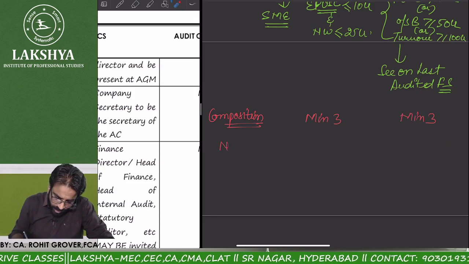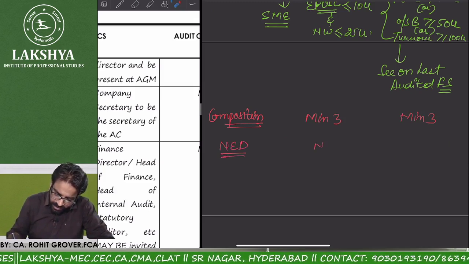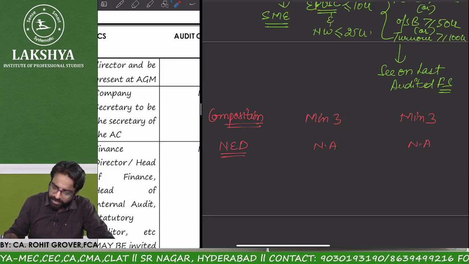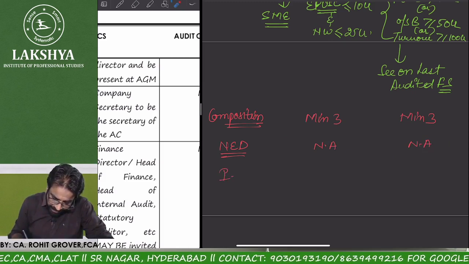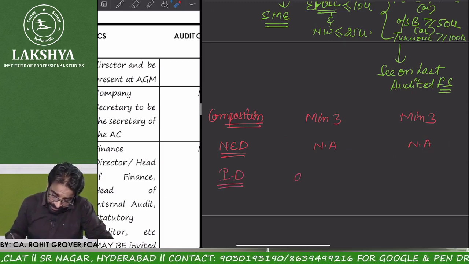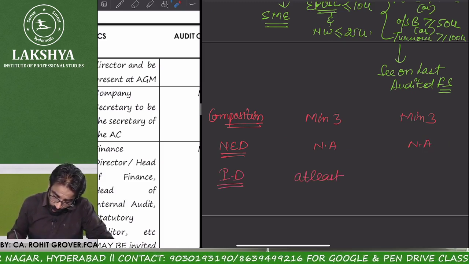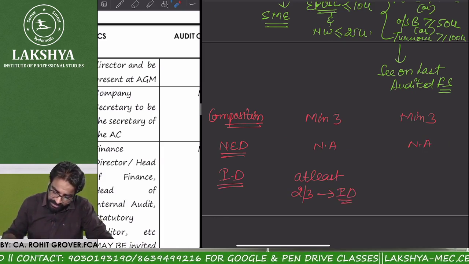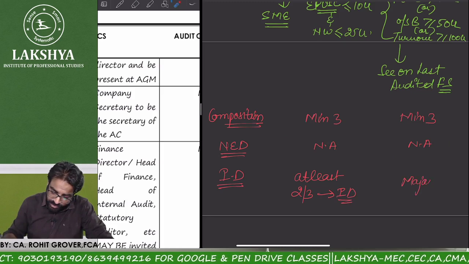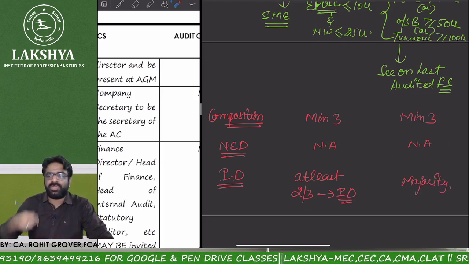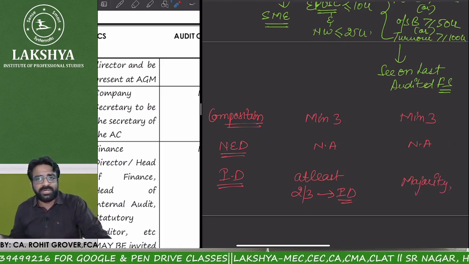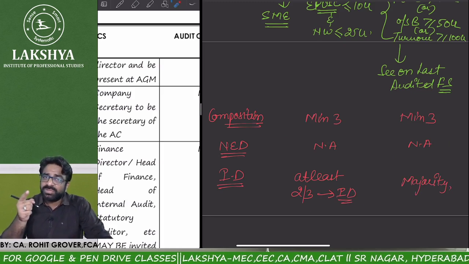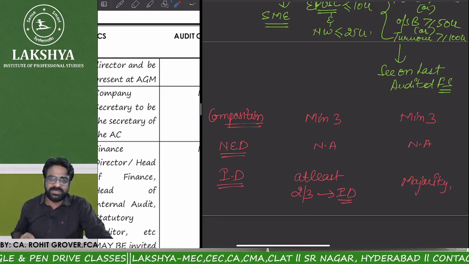Do we need non-executive directors? Not applicable. Do we need independent directors? Yes. At least 2/3 must be independent directors. Here at least 2/3 majority should be independent directors. Where majority? When it comes to the Companies Act section 177 audit committee.